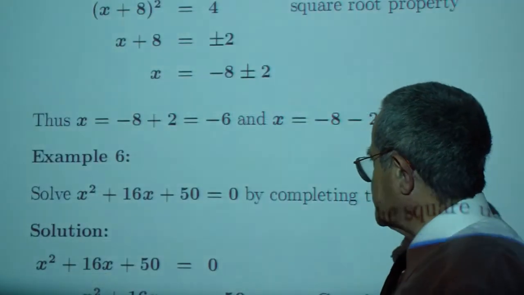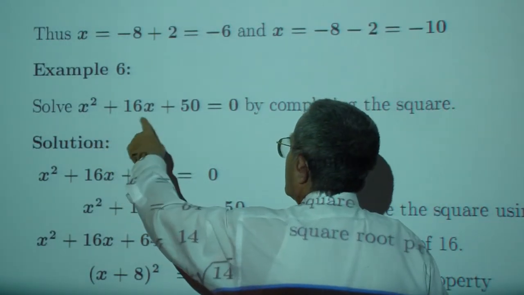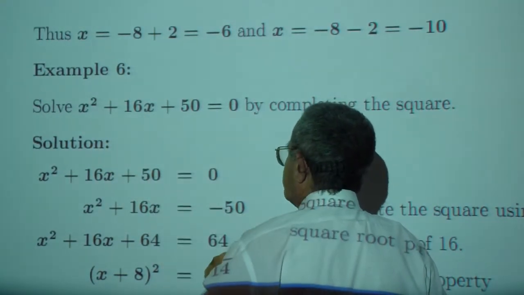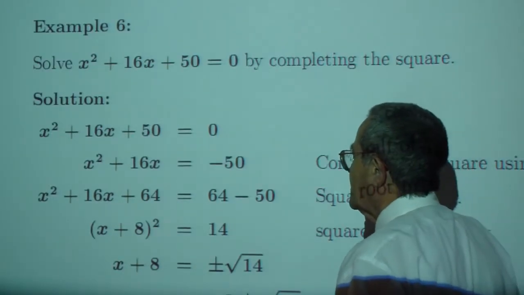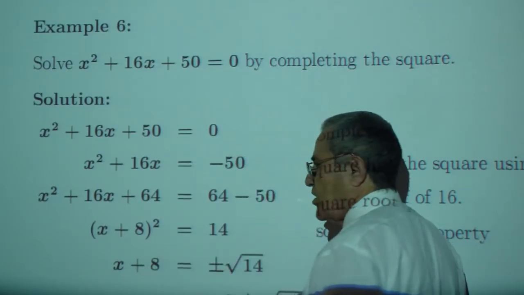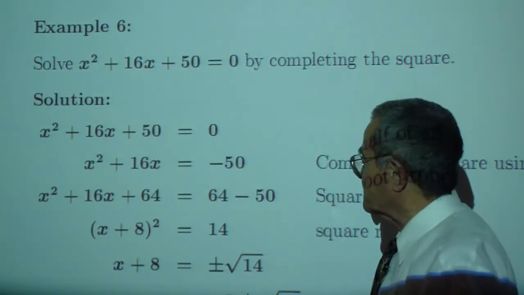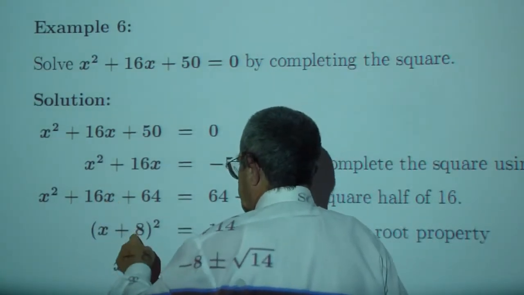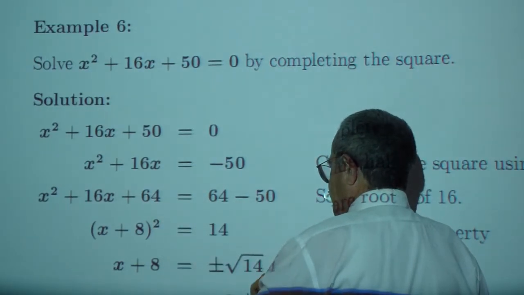Okay, example 6. Solve x squared plus 16x plus 50, which is 0. Get the 50 out of the way temporarily. This is 1 times x squared. Always need to check that, otherwise I cannot do the half of and square. 1/2 of 16 is 8. And 8 squared is 64. I add 64 to both sides.